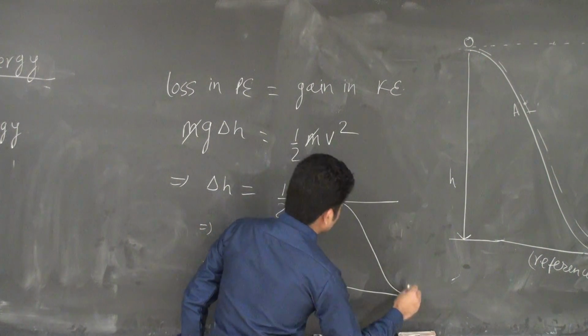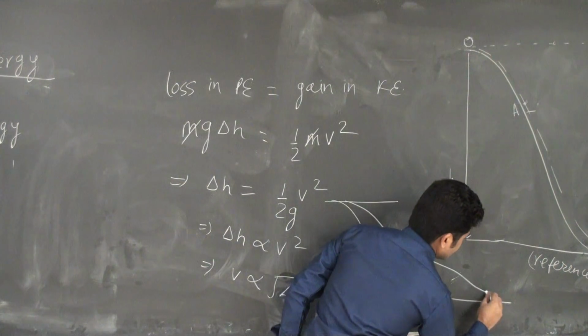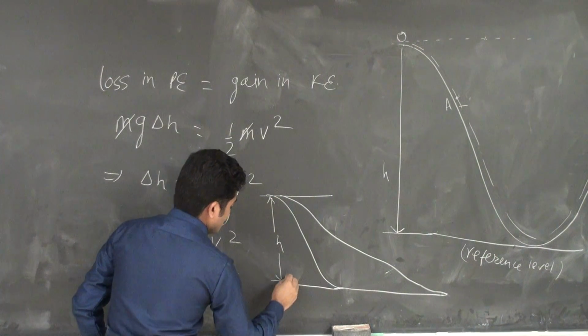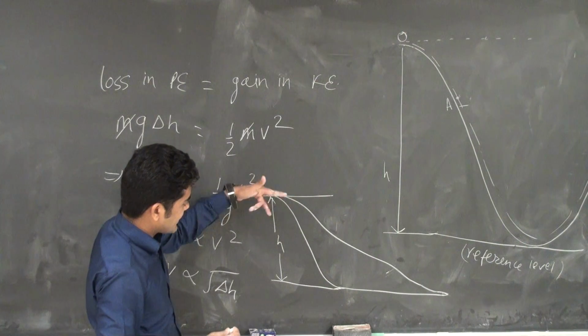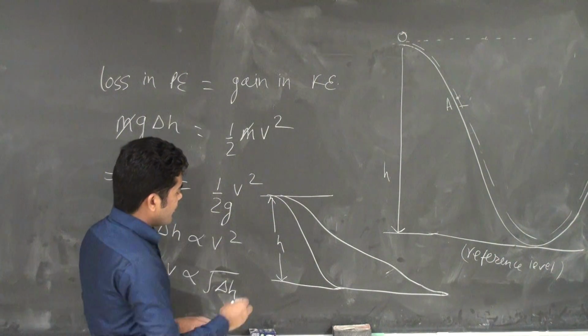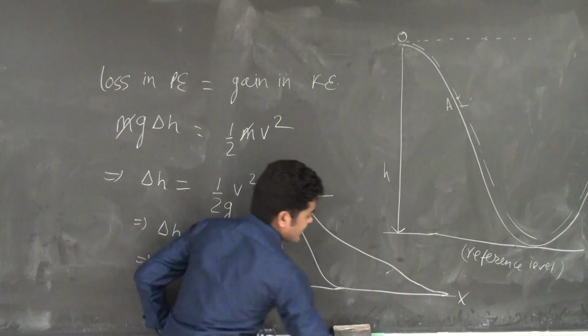This path and this path. They are on the same height. Let's say this is height S. Suppose at first the object moves in this path, and in the second case the object moves in this path. So when the object reaches the point, this is the reference level.